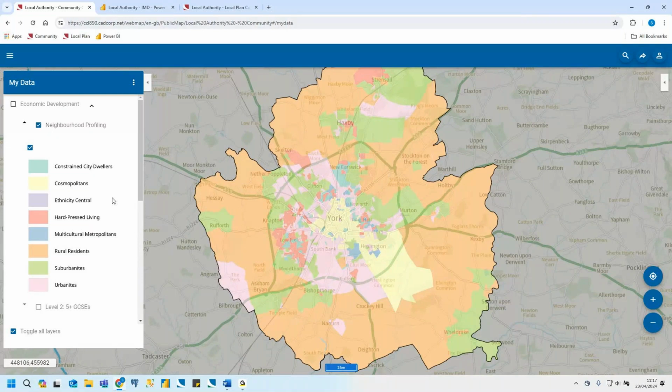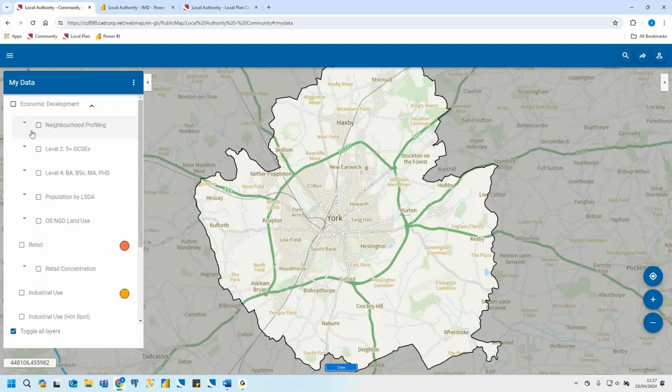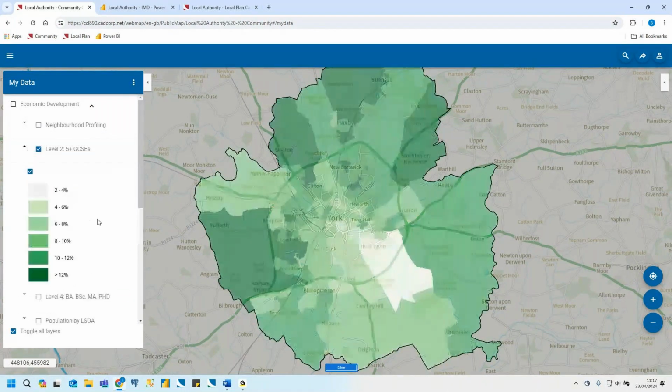For example, one of the Mosaic classifications is called City Prosperity, and they describe this as high status city dwellers living in central locations who are pursuing careers with high rewards. Now, if there's an abundance of these types of residents, that might be one strength of your community that encourages certain types of business to invest in the local area because of the workforce that might be available. You could also analyze how educated the workforce is. So the census provides some really useful information on the highest level of qualifications attained.